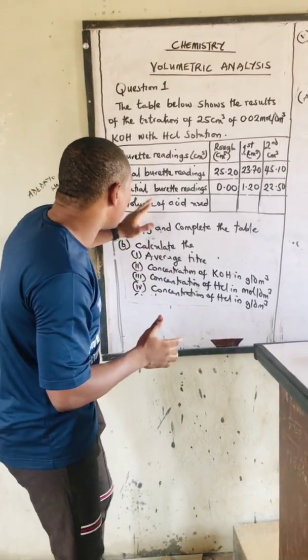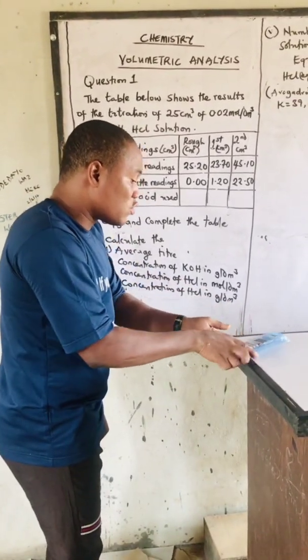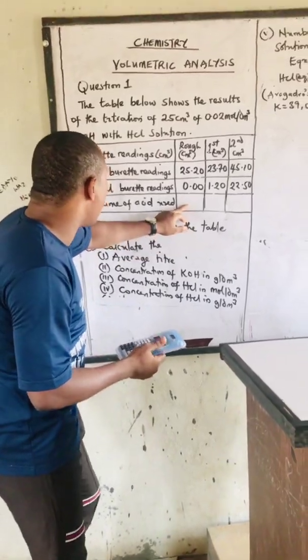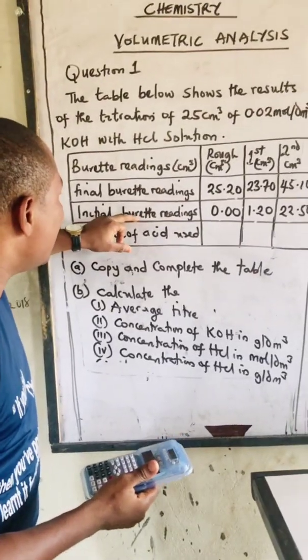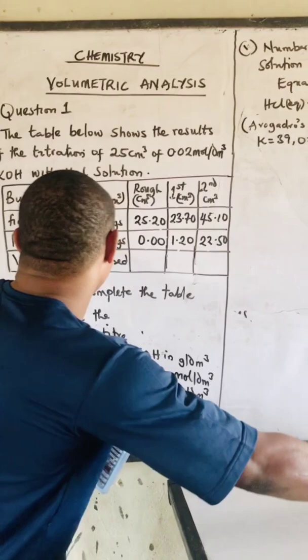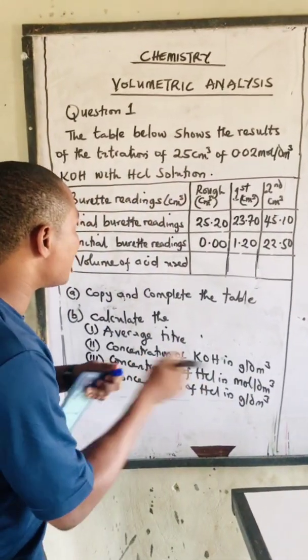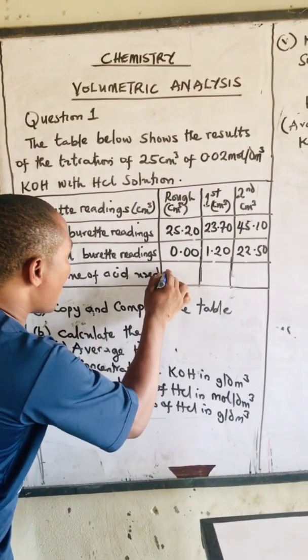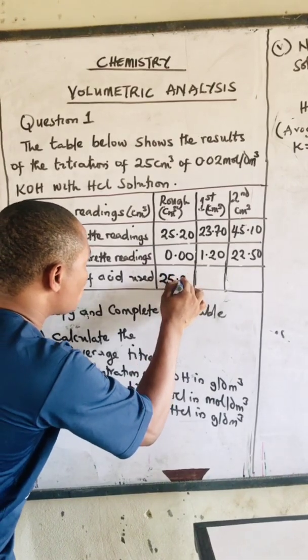So how do I get the volume of acid used? What I will do is, to get this value, I will subtract the initial burette reading from my final burette reading, and if I subtract this, I'll be having 25.20.